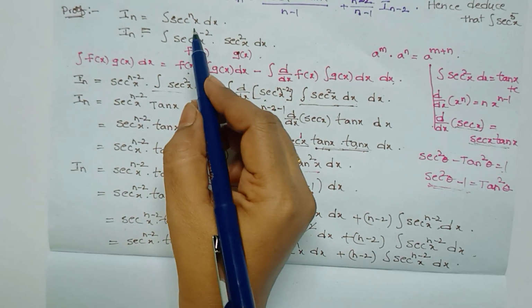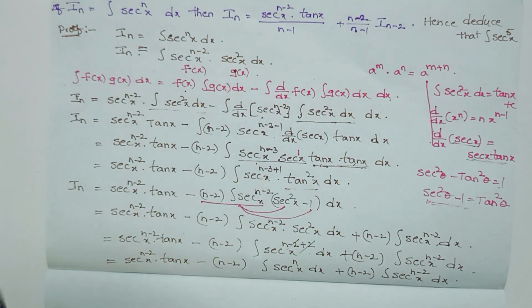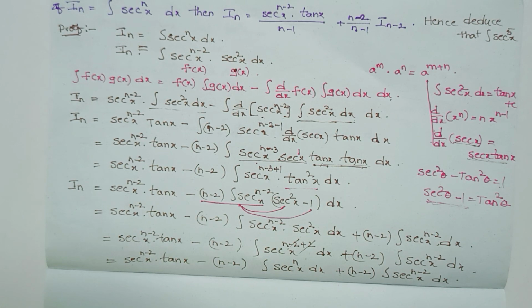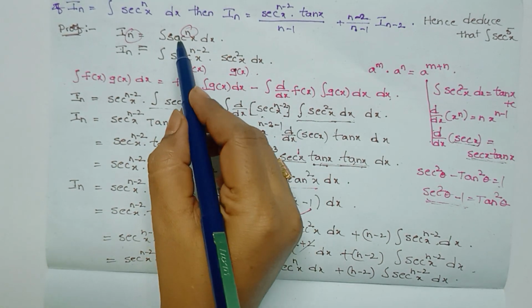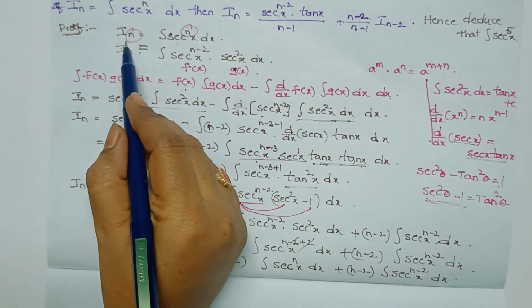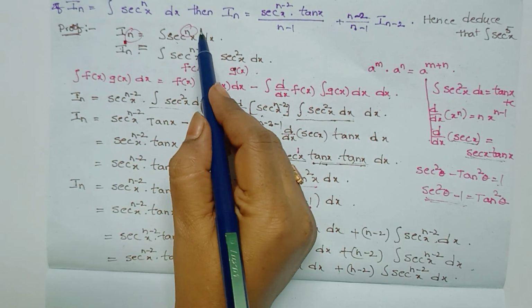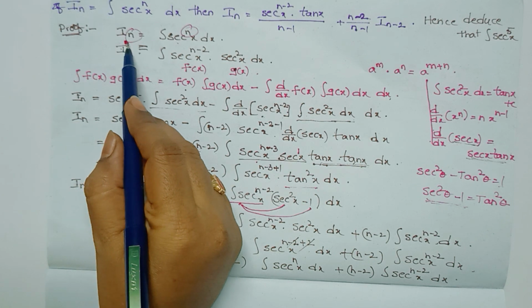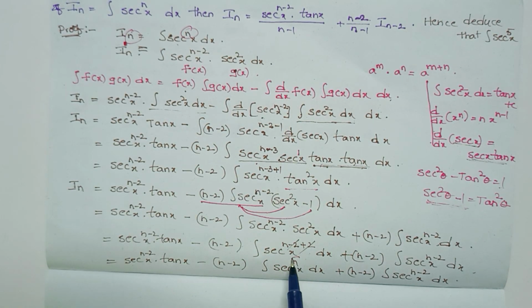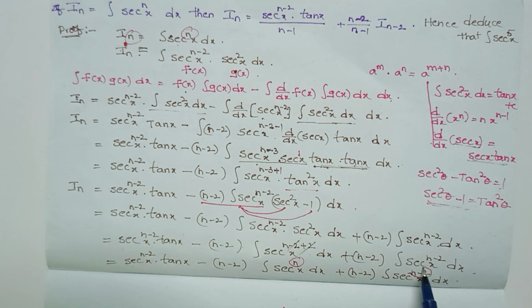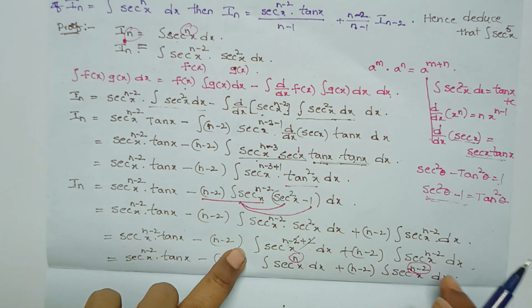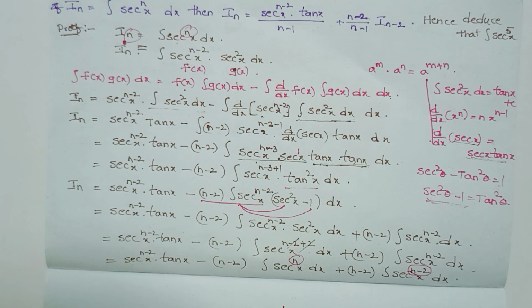ఇక్కడ నుండి చూడండి, we know that In is equal to secant power nx dx. secant power n minus 1 ఉంటే In minus 1 రాసుకోవచ్చు. secant power n minus 2 ఉంటే In minus 2 రాసుకోవచ్చు. ఇక్కడ చూడండి secant power n ఉంది, so take it as In. ఇక్కడ secant power n minus 2 ఉంది కాబట్టి In minus 2 రాసుకోవచ్చు.